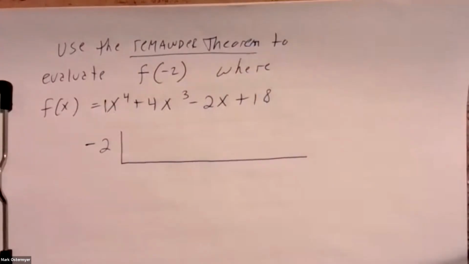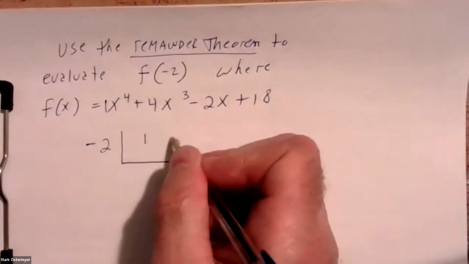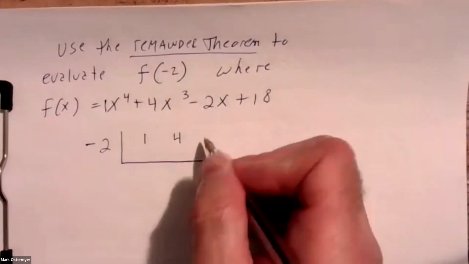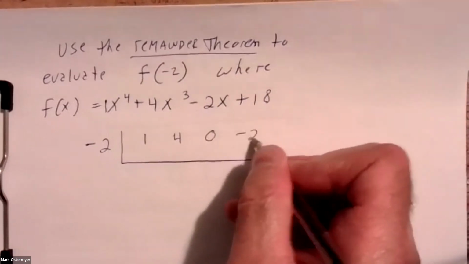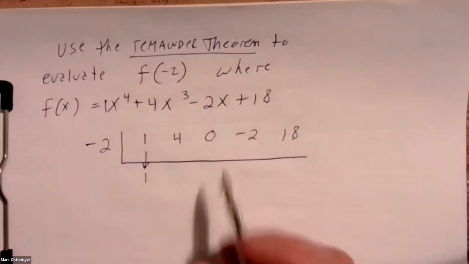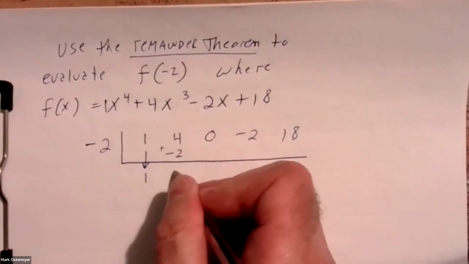That's to say we're going to divide negative 2 into 1, 4. We don't have an x squared term. We're missing an x squared term, so we put 0 in for a placeholder for the second degree term. And then we got negative 2 and an 18. Let's now do synthetic division. So negative 2 times 1 is negative 2. Bring the number up, add, you get 2.